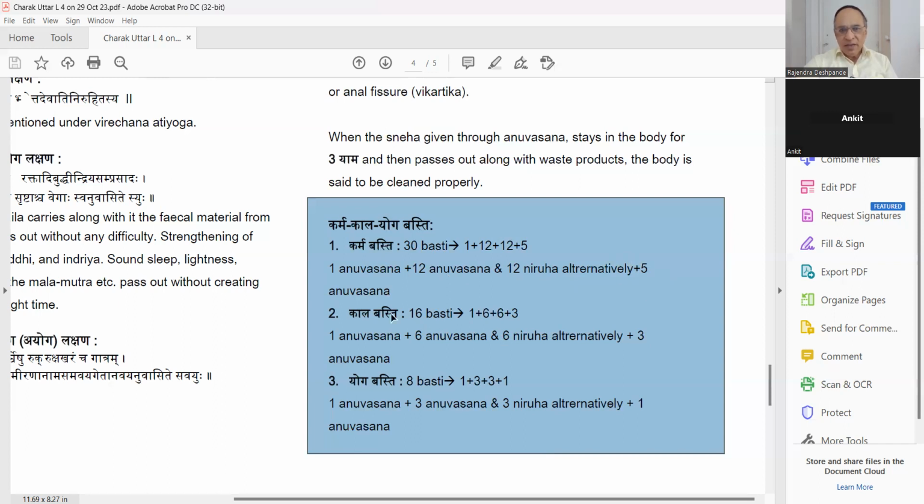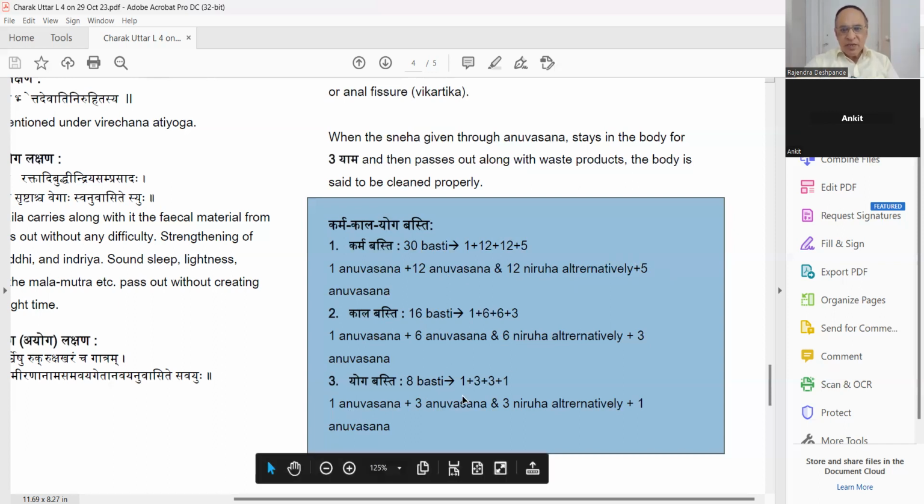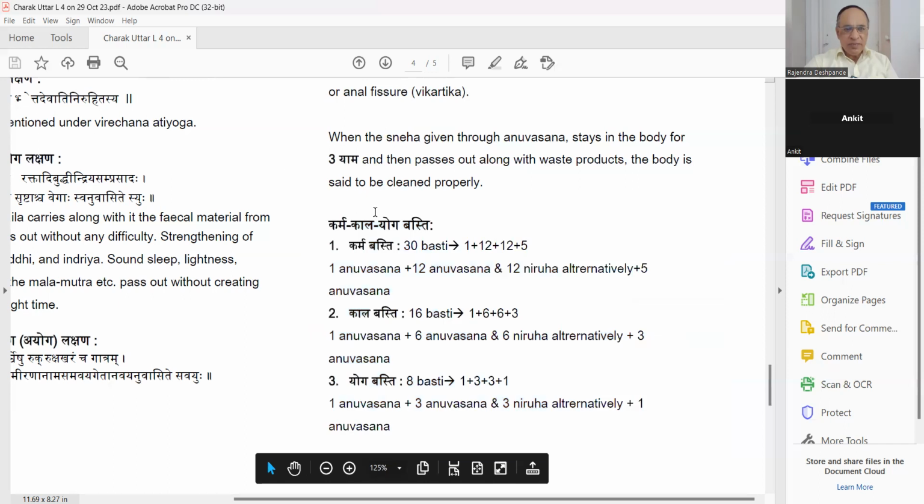Total will be 30. Kalabasti: 1 Anuvasan, 6 Anuvasan and 6 Niruha alternately, and 3 Anuvasan at the last. Yogabasti: 1 Anuvasan, 3 Anuvasan, 3 Niruha alternately, and 1 Anuvasan at the last. Okay? So this is all about the Basti.